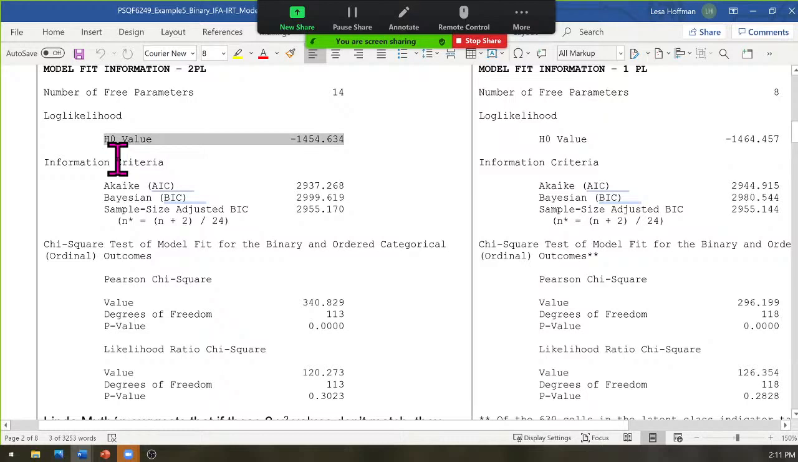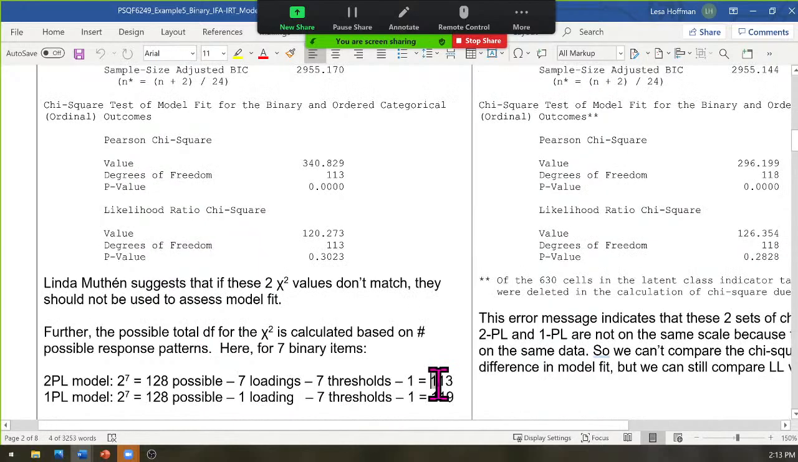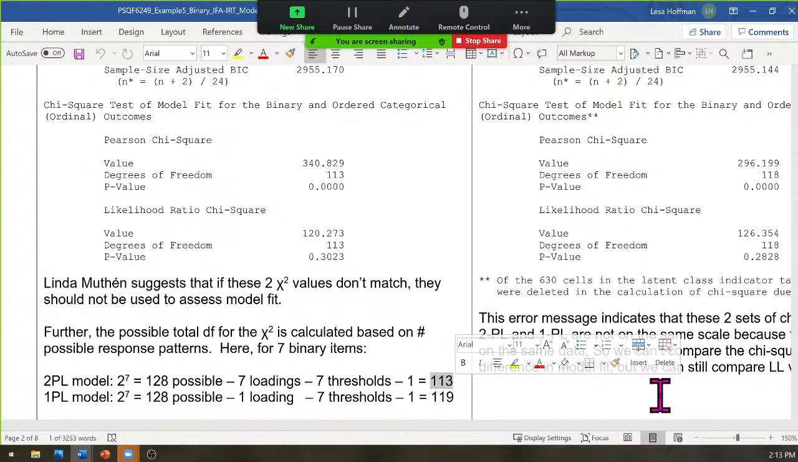That came from if I have 2 choices per item and I have 7 items, 2 to the 7th is 128. So that's how many possible response patterns that I have. I've estimated 7 loadings and 7 thresholds. Said differently, I've estimated 7 A's and 7 B's. And then minus 1 gets me to the degrees of freedom 113. So the 113 refers to the number of possible response patterns as sort of the beginning of degrees of freedom minus the number of parameters that you've estimated.